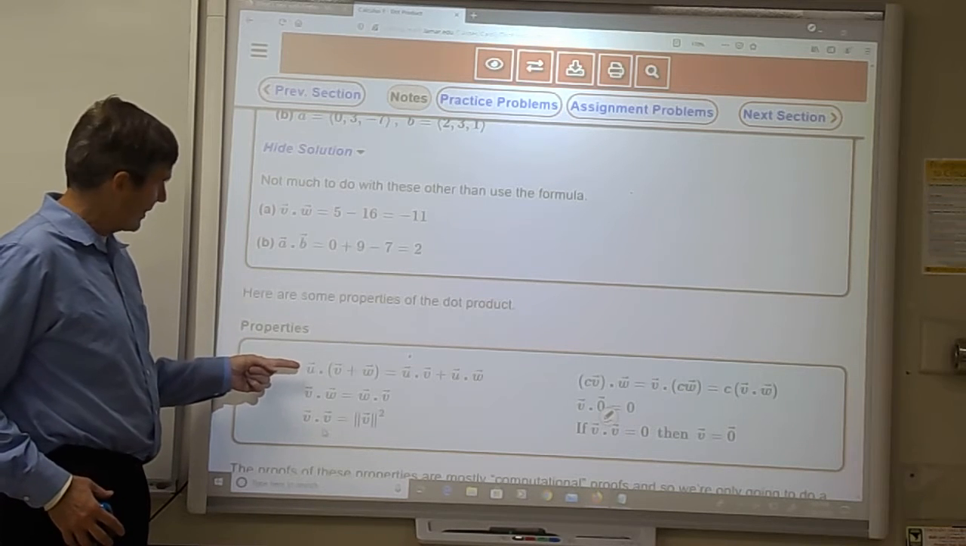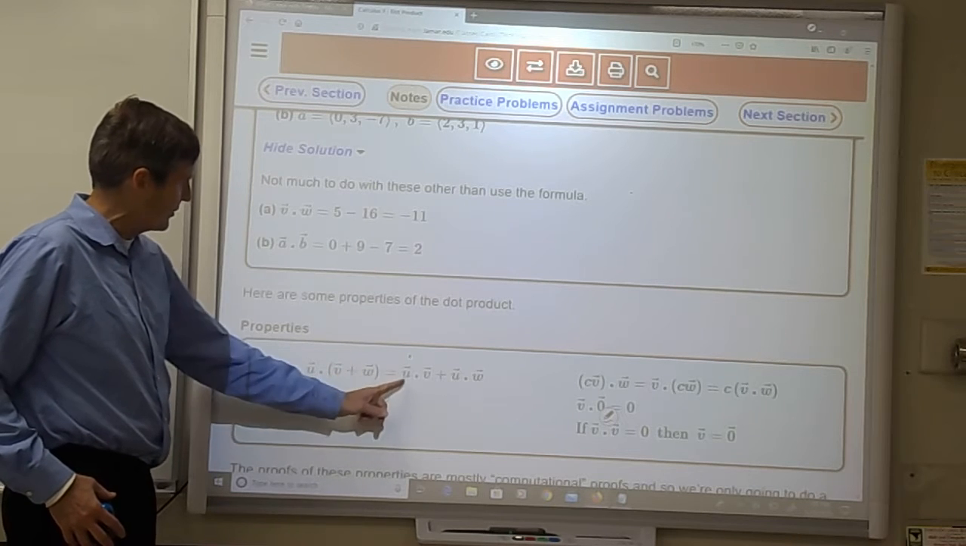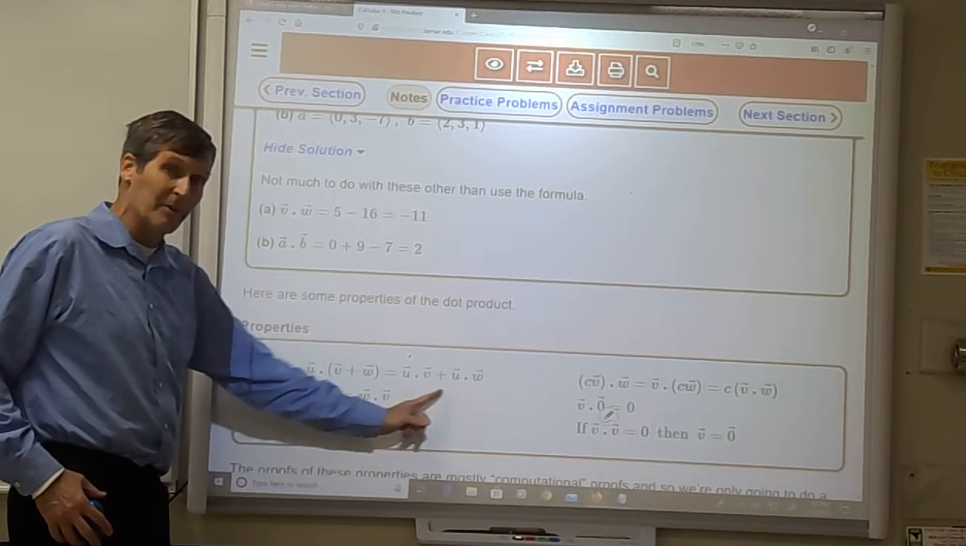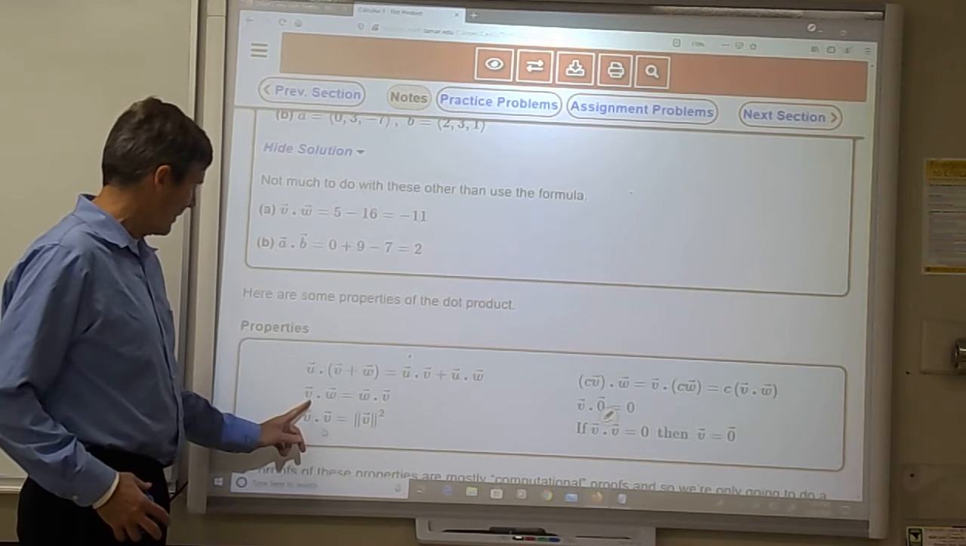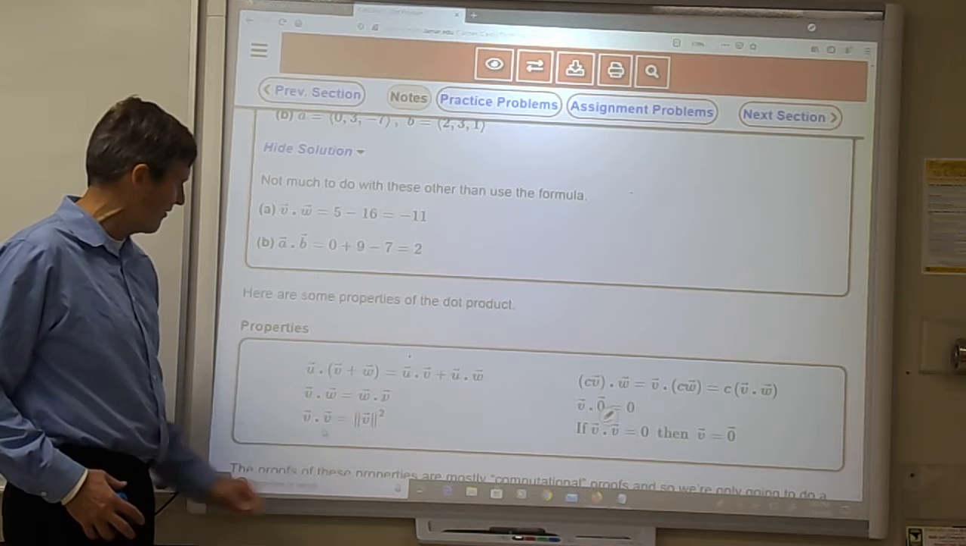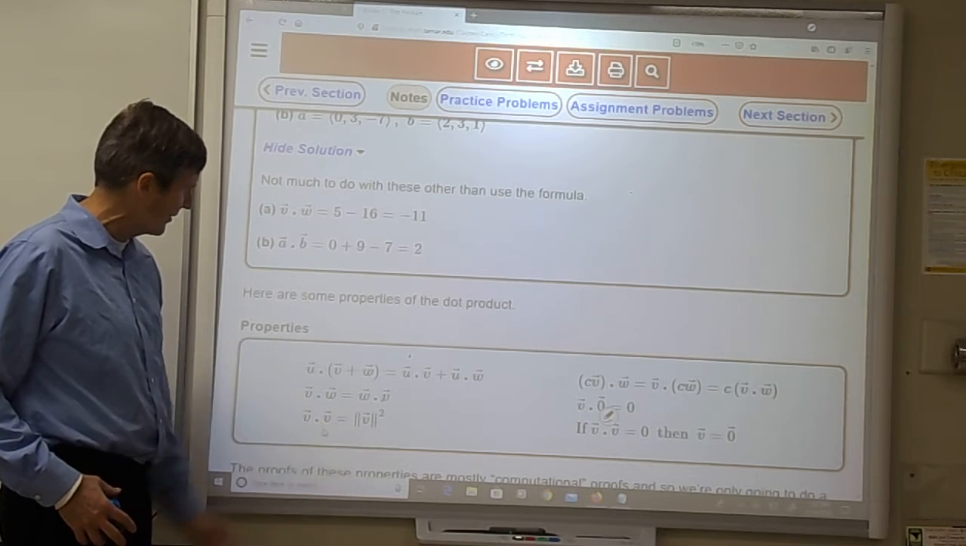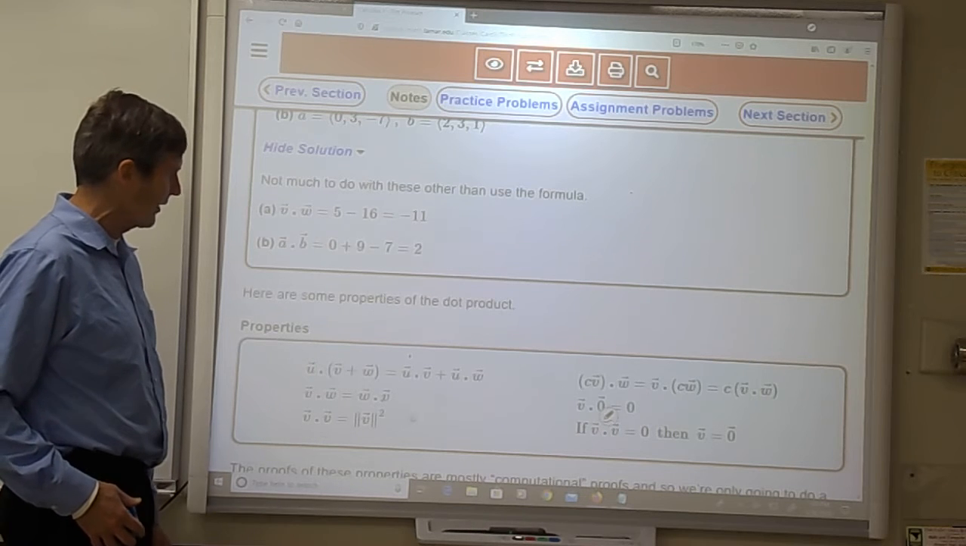Here are some properties of the dot product. One reason it's a product is it distributes over addition. U dot (V plus W) is U dot V plus U dot W. It has the distributive property. It also has the commutative property of multiplication, right? V dot W is W dot V. And here's an interesting one. V dot V is the length of V squared. We can look at that one separately.